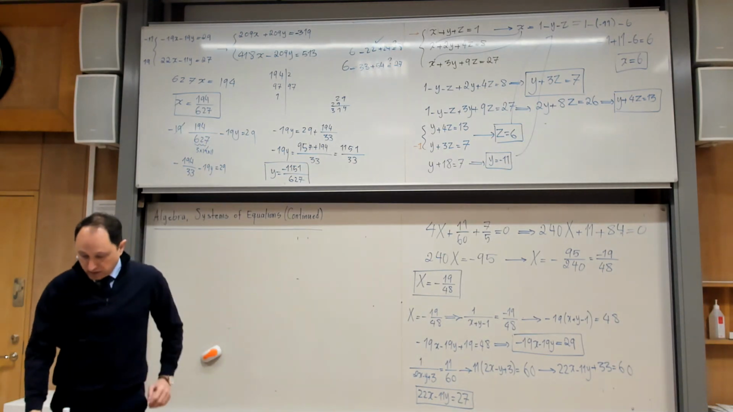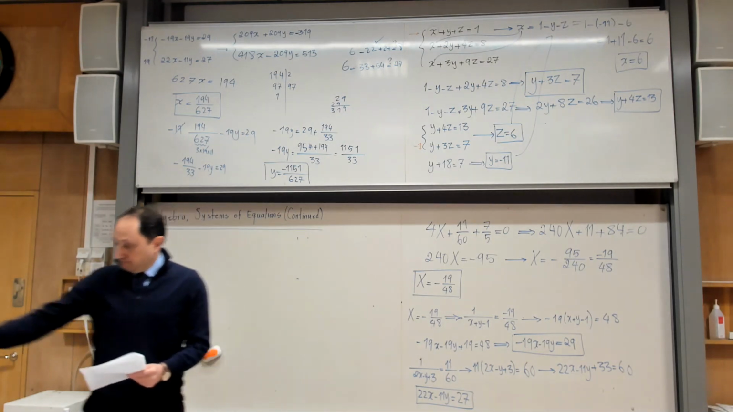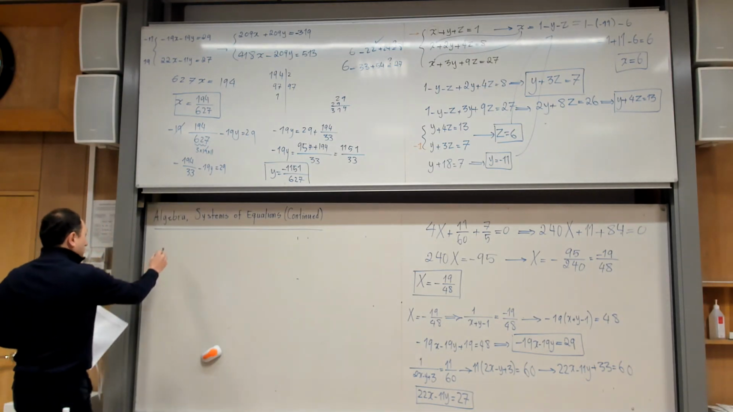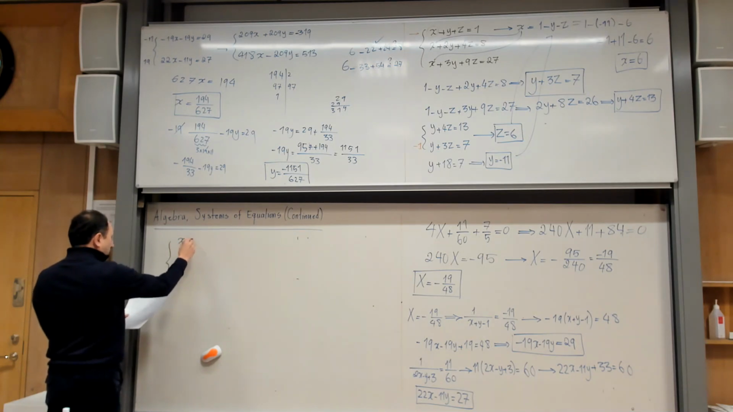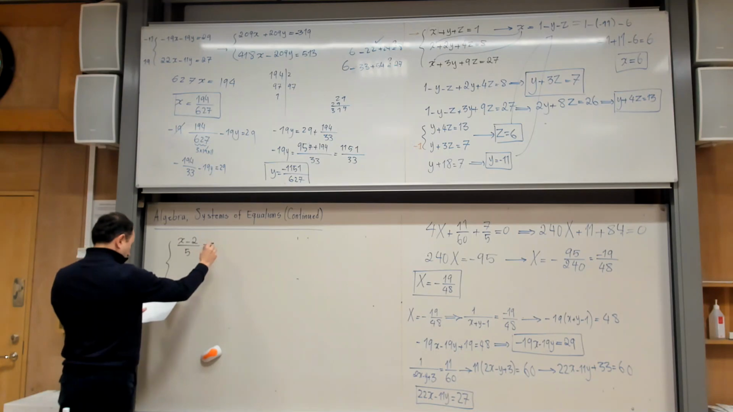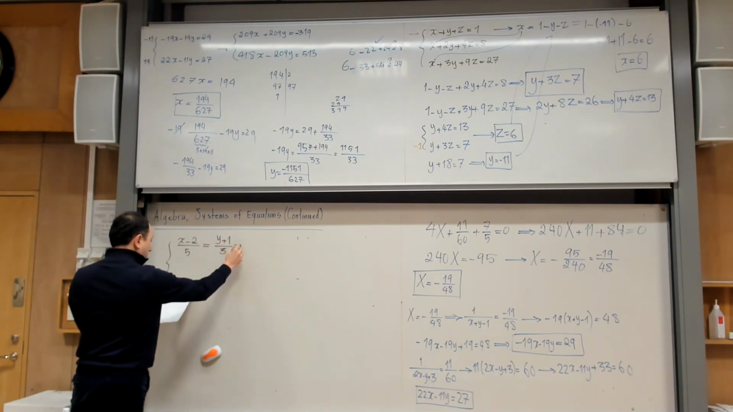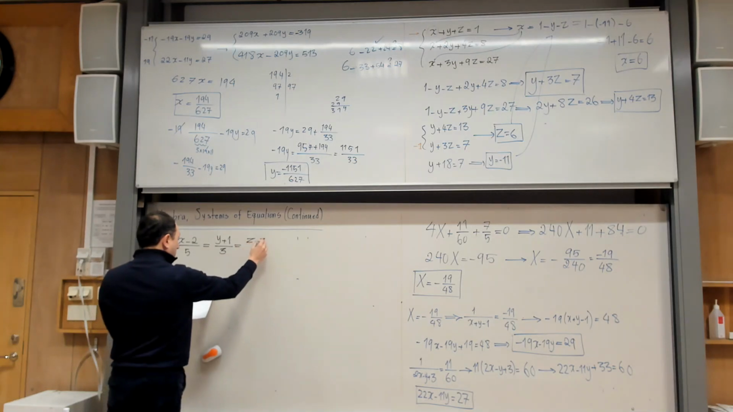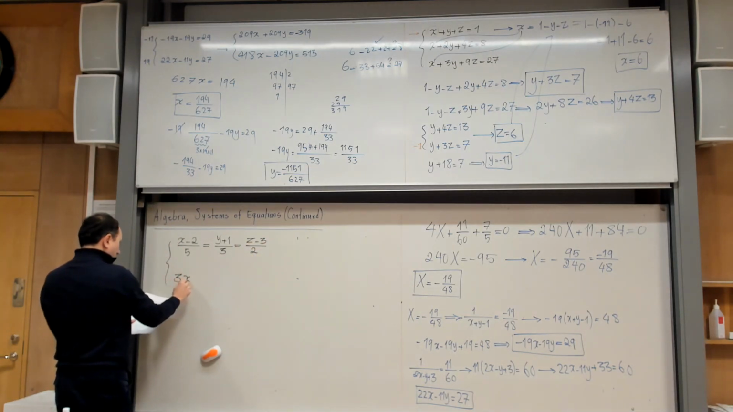So the system is this. I want to write it in this format, a little bit unusual way. (x - 2)/5 = (y + 1)/3 = (z - 3)/2. And then I have another equation here.